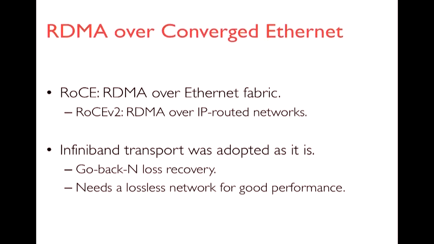So in the rest of this talk, I'll be using the term RoCE for both RoCE and RoCE v2. Now, while the network layer was adapted to allow us to run RDMA over IP and Ethernet, the transport layer remained the same as what it was in InfiniBand-based RDMA. So the transport layer was not changed. So the receiver continued to discard out-of-order packets, and the sender continued to do go-back-N loss recovery. And because of this inefficient loss recovery mechanism, RoCE NICs needed a lossless network to get good performance.